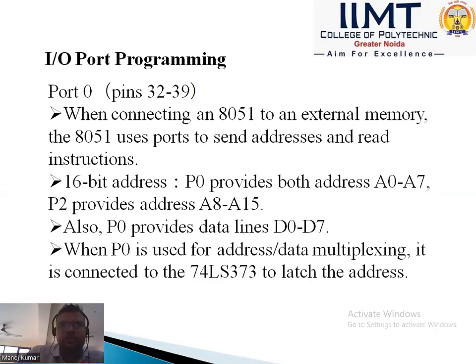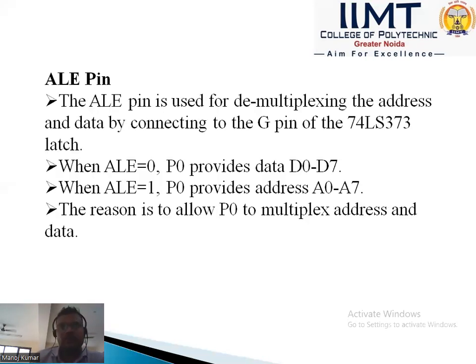When P0 is used for address and data multiplexing, it is connected to the 74LS373 to latch the address. The ALE pin is used for demultiplexing the address and data by connecting to the G pin of the 74LS373 latch. When ALE is 0, P0 provides the data D0 to D7. When ALE is 1, P0 provides address A0 to A7. The reason is to allow P0 to multiplex address and data.